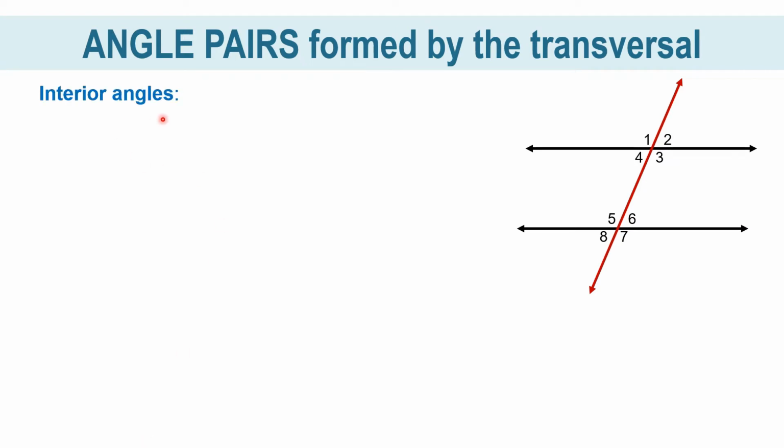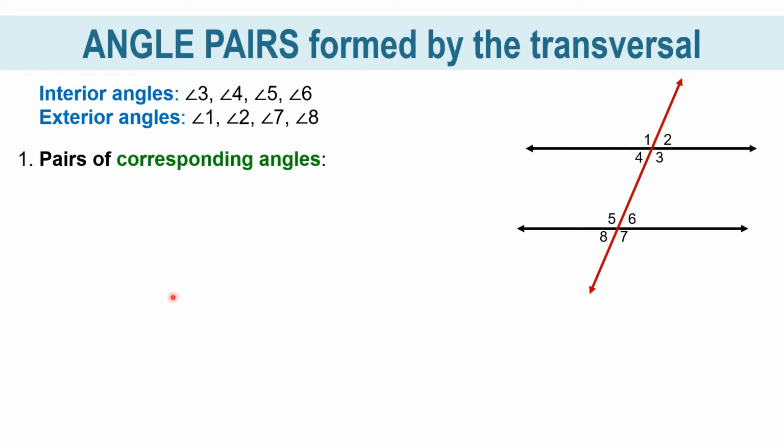For the interior angles, of course, those are the angles inside the parallel lines. So we have here angle 3, this one, angle 4, angle 5, and angle 6 as our interior angles. And then for the exterior, of course, these are the angles outside the parallel lines. So we have angle 1, angle 2, angle 7, and angle 8. Now, let's proceed with the pairs of angles formed by the transversal.